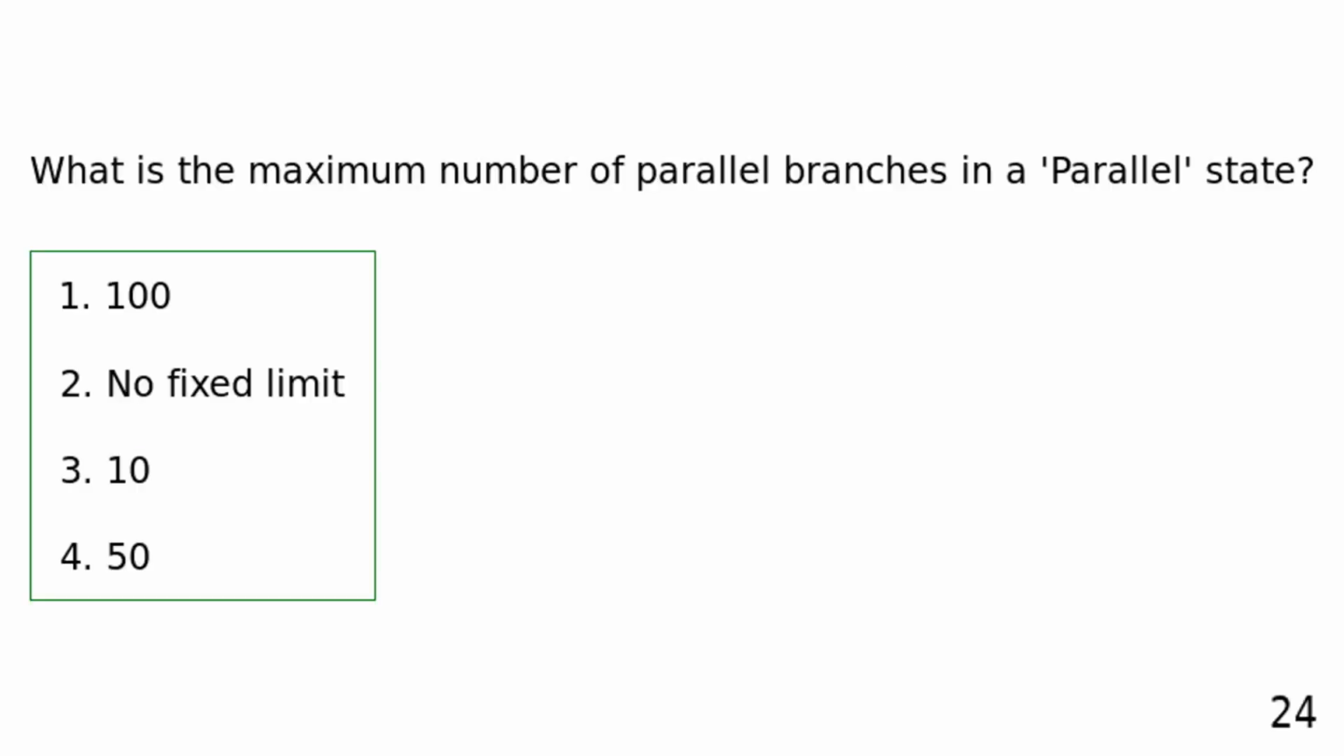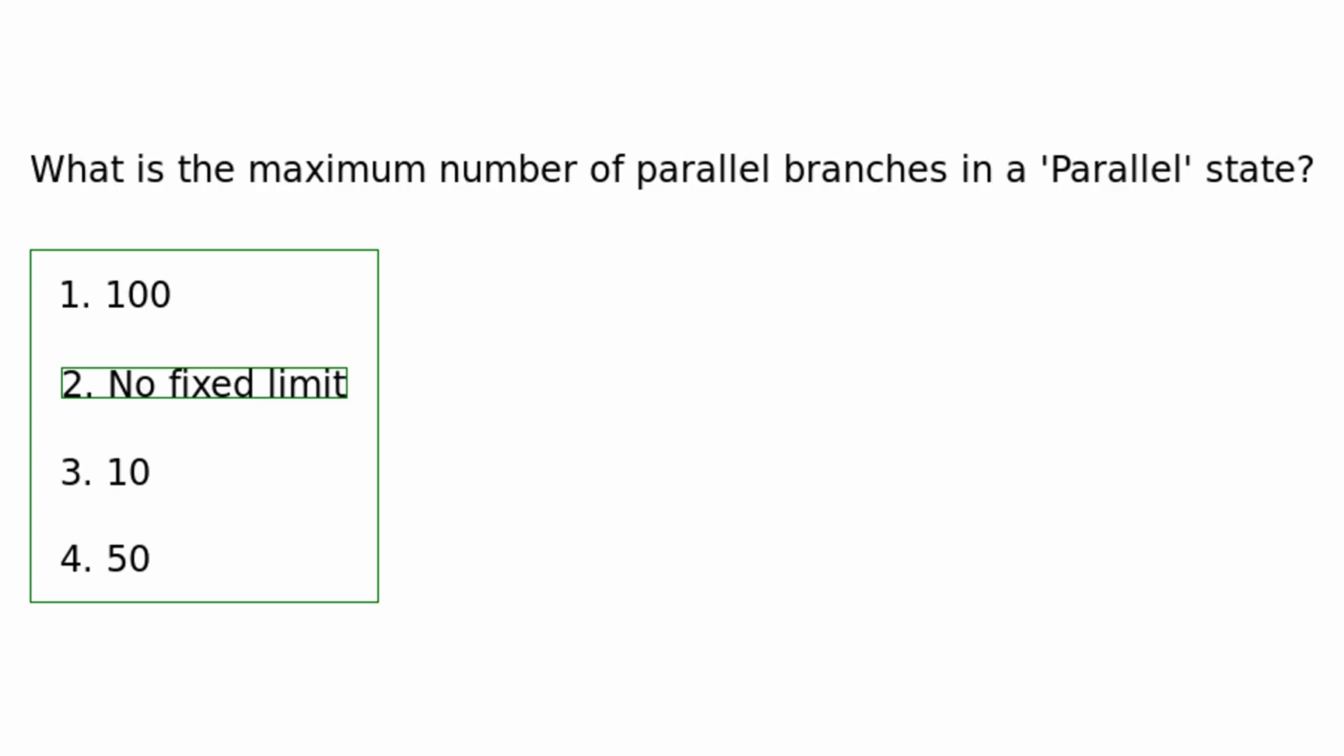What is the maximum number of parallel branches in a parallel state? 100. No fixed limit. 10. 50. AWS Step Functions does not impose a fixed limit on the number of parallel branches in a parallel state, allowing for highly concurrent workflows.